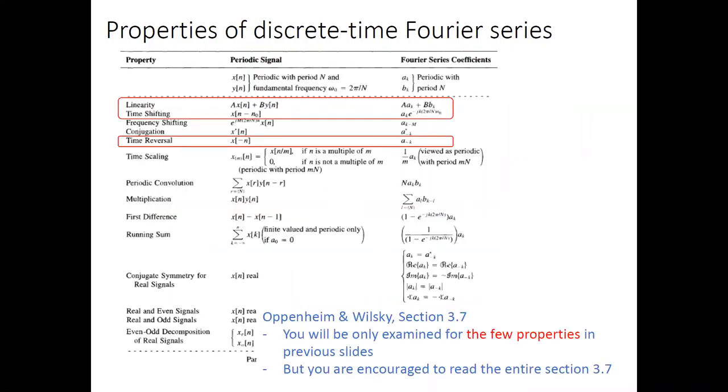And we only showed three properties, time reversal, shifting, and linearity in the slides. And those are the minimum requirement for you to know in this course. And if you are interested, you can refer to chapter 3.7 in the textbook to learn about the other properties.